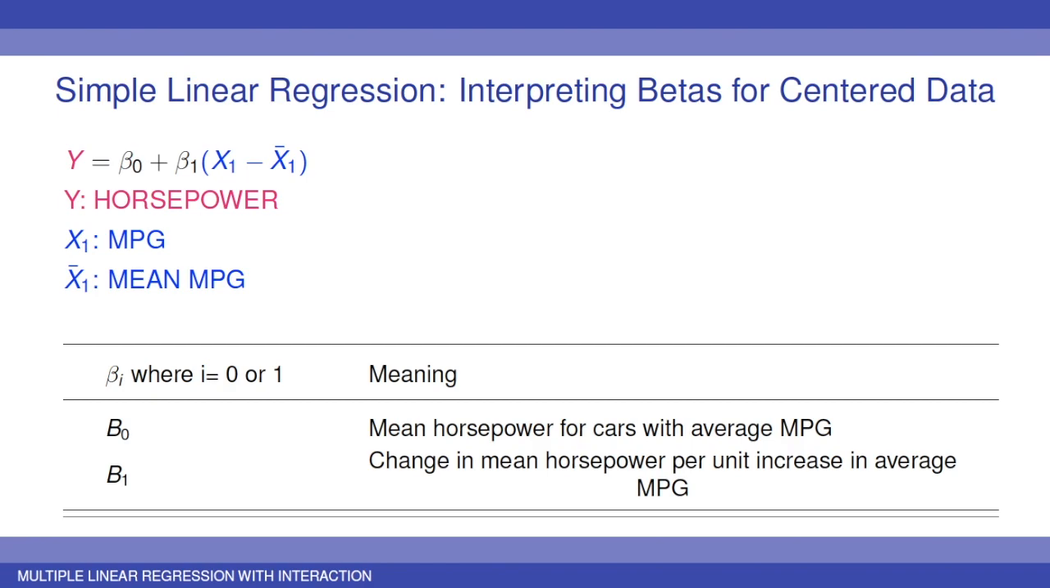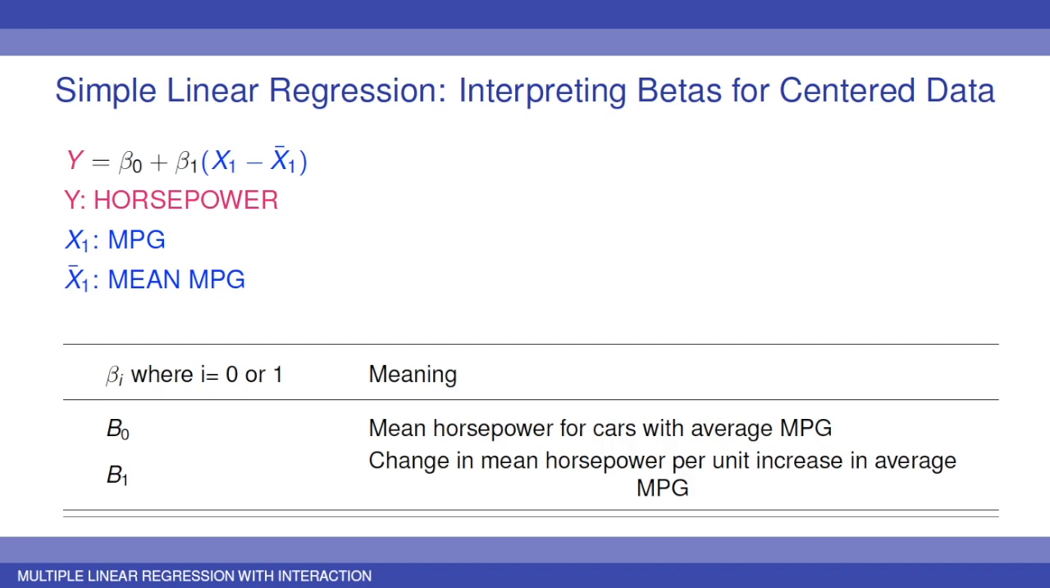The answer is no. That would be the correct interpretation of beta 0 if MPG was not centered. However, since MPG is centered, beta 0 represents the mean horsepower for a car with average MPG, and such a car does exist. See how centering has made the interpretation of beta 0 meaningful and easier to understand?